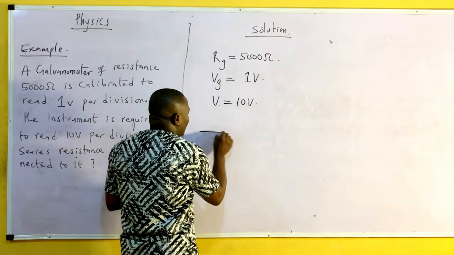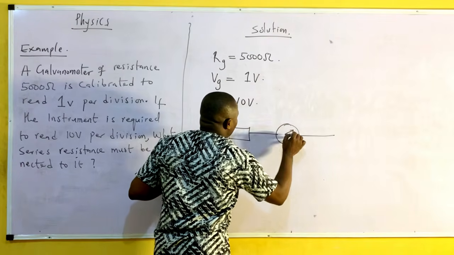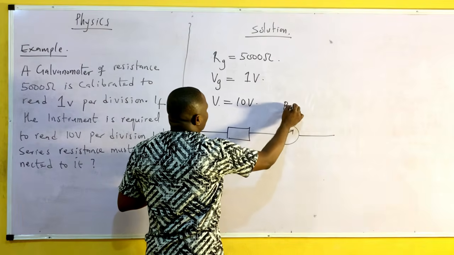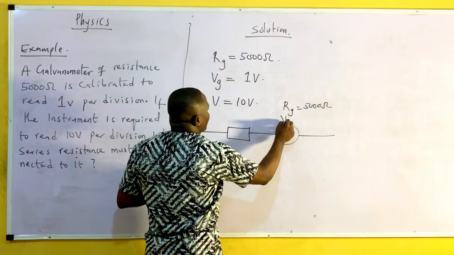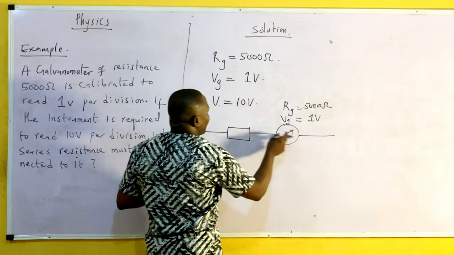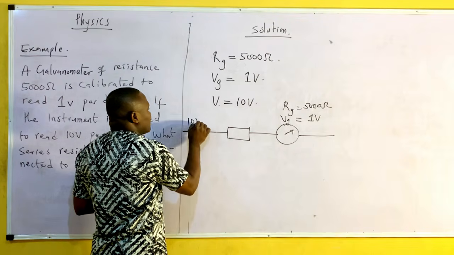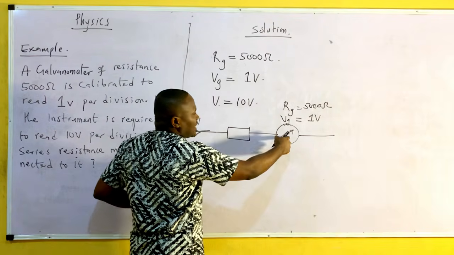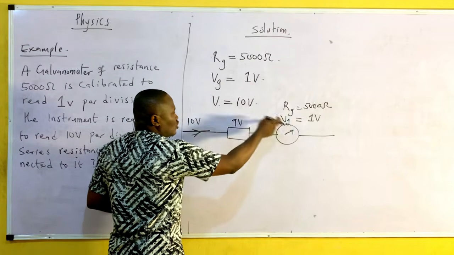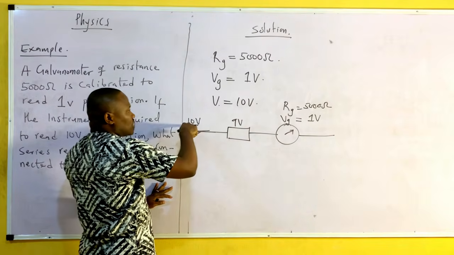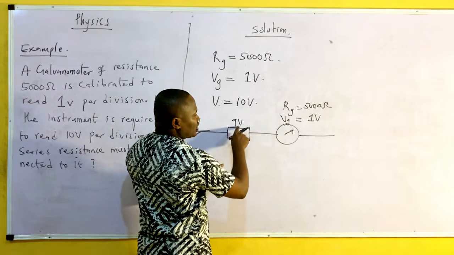Now remember that we have a multiplier connected in series to the galvanometer. That's how it looks. The galvanometer has a resistance of 5,000 and a voltage of 1 volt. Remember, they have different voltages, and the total voltage coming is 10 volts. So if here is 10 and here reads 1, what will be here? This will be 9 volts, because 10 minus 1 is 9, and 9 plus 1 equals 10. Now, what do these have in common? They have the same current, but different voltage.